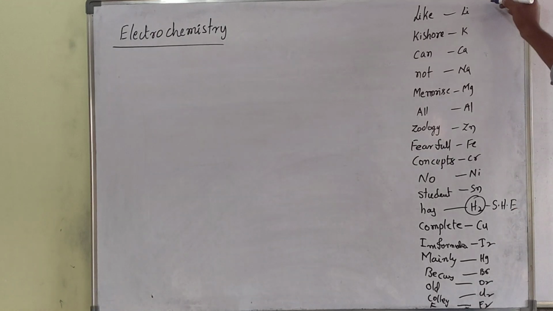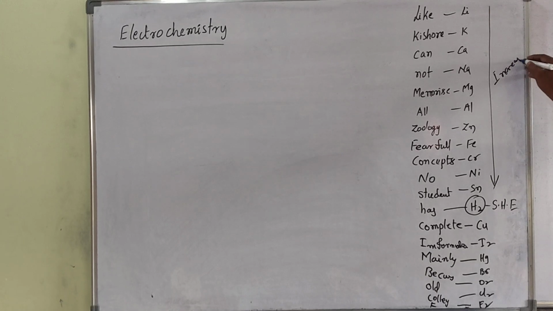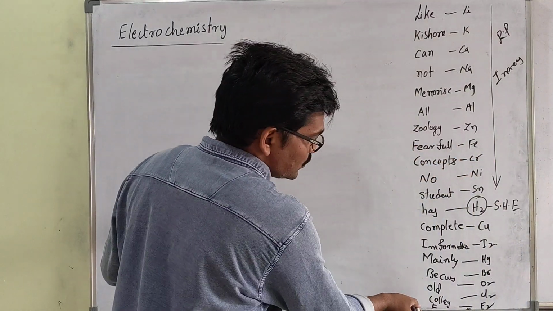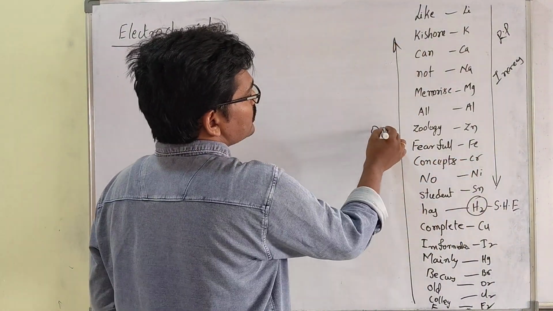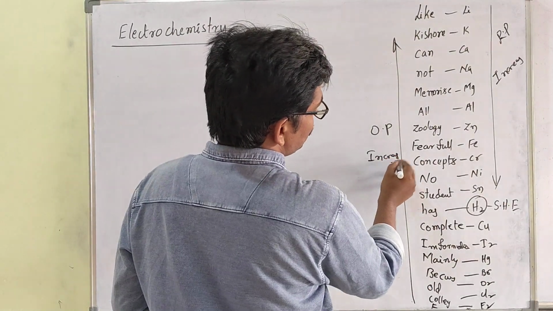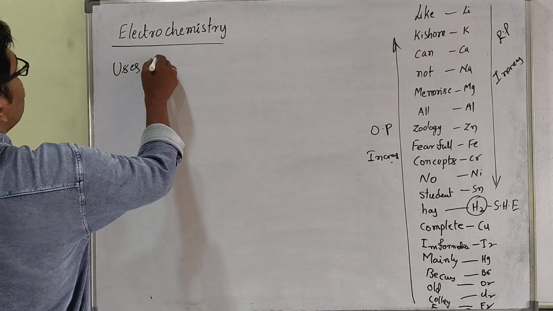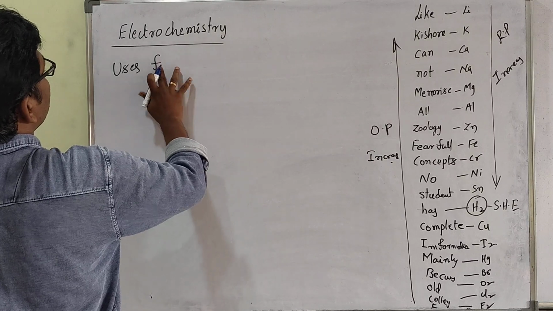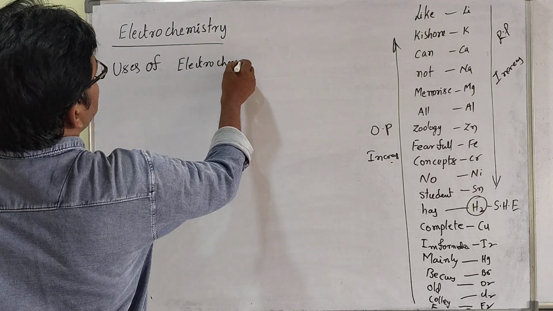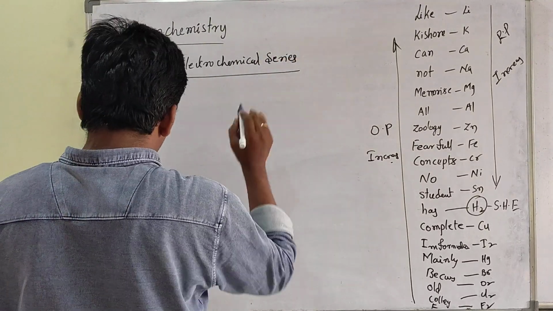Clear? So reduction potential values, as I told, increase from top to bottom. Reduction potentials increase. Then oxidation potential values increase from bottom to top. Then what are the uses of the electrochemical series? Based on the electrochemical series, what points do we have to learn?